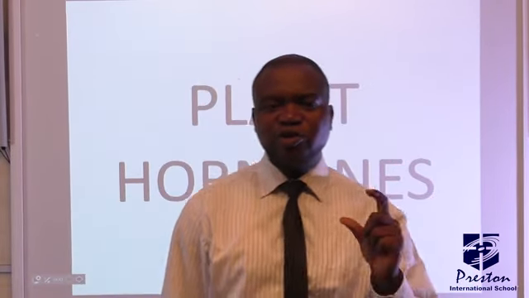The number of hormones we have in the body of plants is not as many as we have in the body of animals, because animals are mobile, they are motile. They can move around. They have a lot of activities going on in their body system. But plants are fixed. Because of that fixed position, they have a limited amount of hormones coordinating their body system.